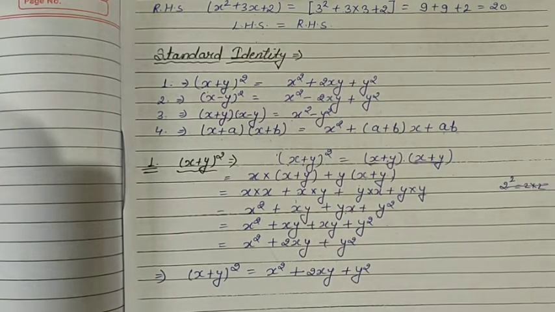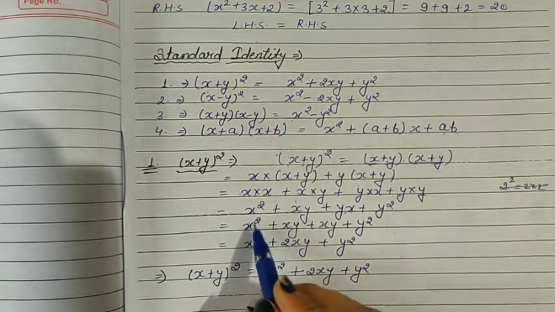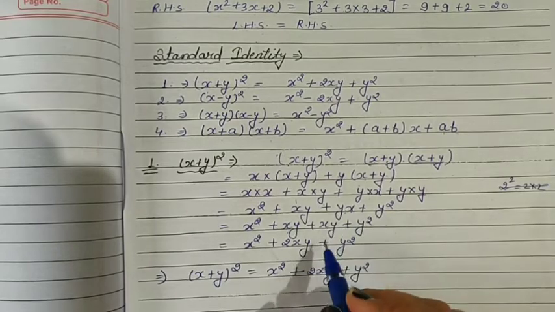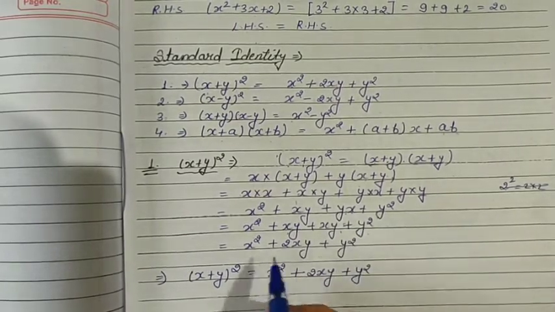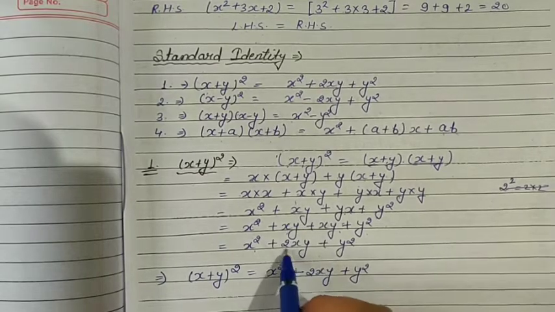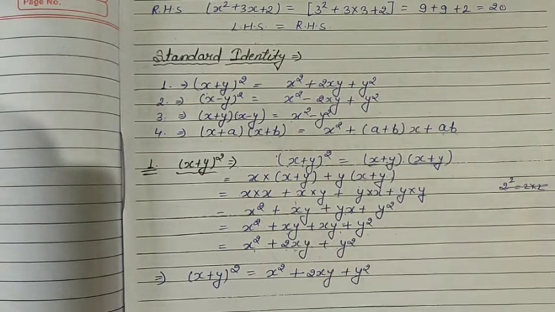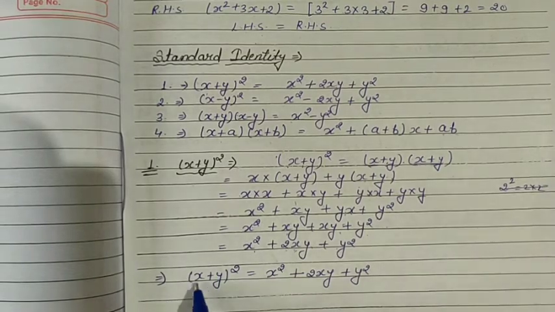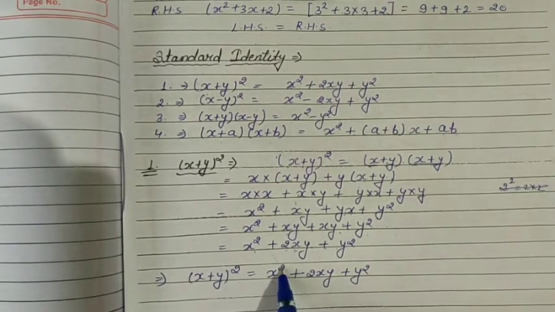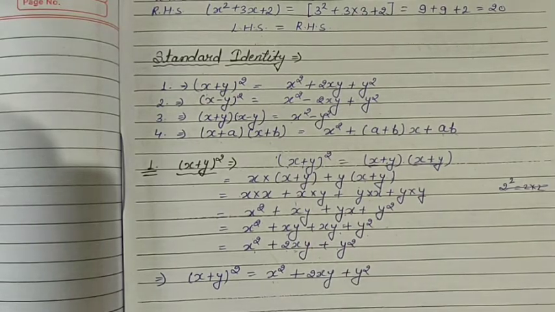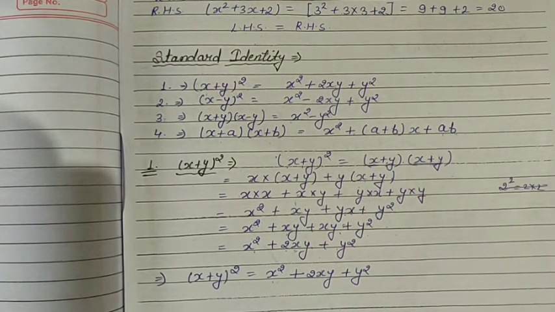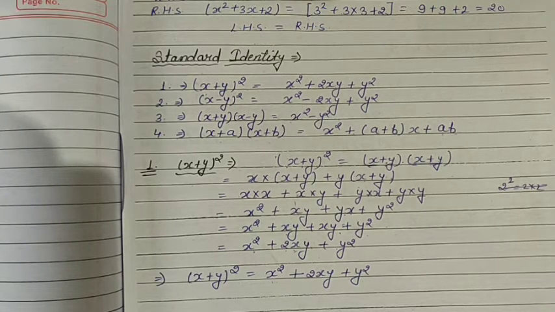And we know that by commutative law of multiplication, xy is equal to yx. So x square plus xy, we can write yx as xy, plus y square. So x square plus xy plus xy is equal to x square plus 2xy plus y square. It means whole square of x plus y is equal to x square plus 2xy plus y square. This is our first identity. Remember one more time, whole square of x plus y is equal to x square plus 2xy plus y square.